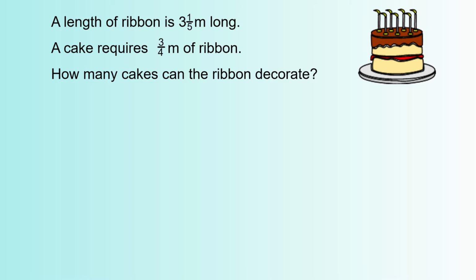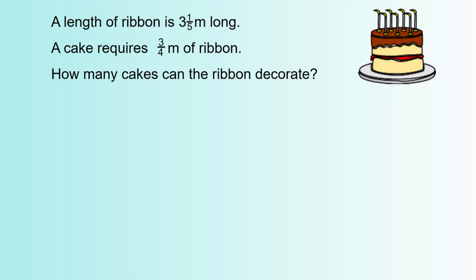So here, for example, we've got a length of ribbon. It's 3 1/5 meters long. A cake requires 3/4 of a meter of ribbon. How many cakes can the ribbon decorate? So we've got to think about what it's actually asking us here. There's 4 possible choices with fractions operations. You're adding, subtracting, multiplying, or dividing.